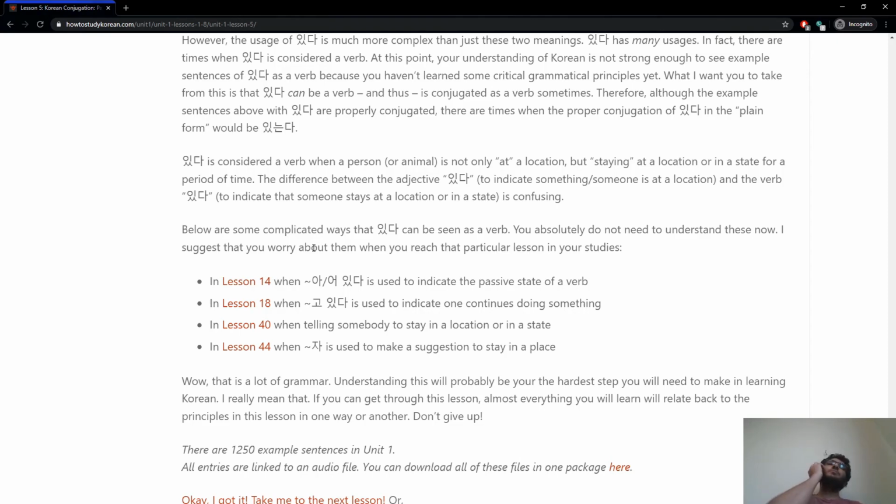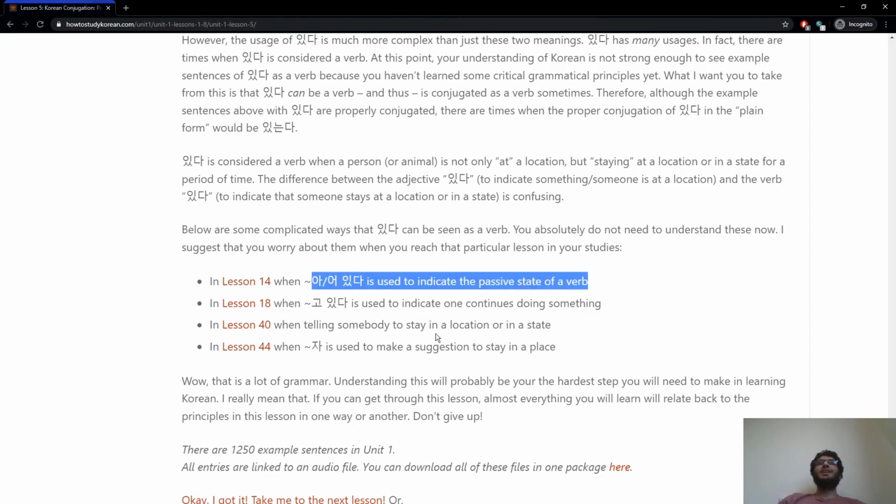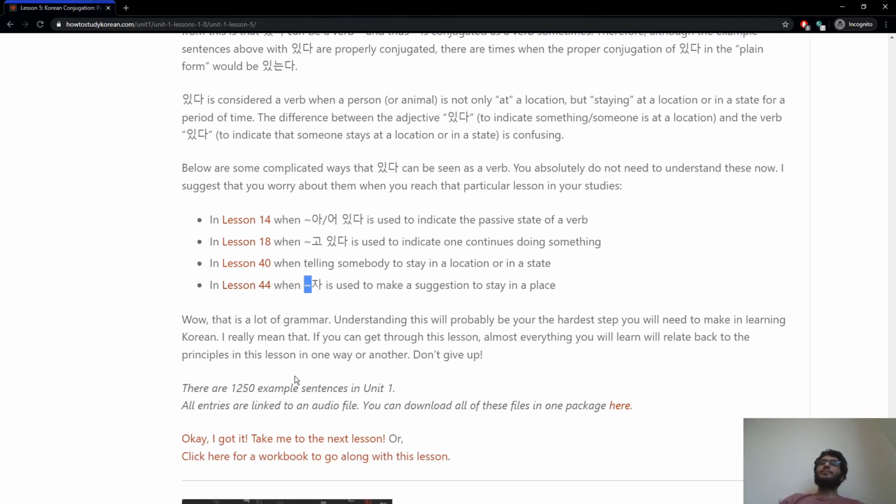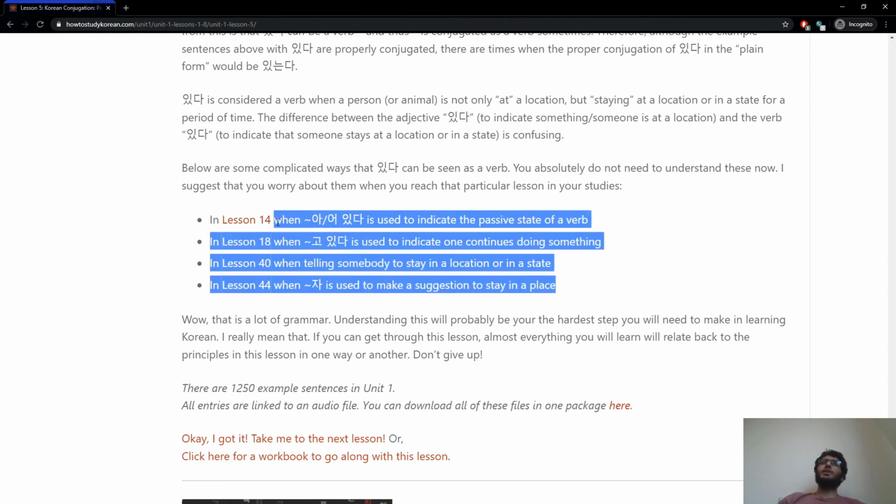Below are some complicated ways 있다 can be used as a verb. You absolutely do not need to understand these now. I would recommend actually you don't understand these now. Just don't look at it for now. 고 있다, sure, maybe. When telling somebody to stay in a location, yeah. When using 자 to make a suggestion to stay in a place, don't worry about them. Just know that it's an adjective, but sometime in the future we're going to learn how to use it as a verb.